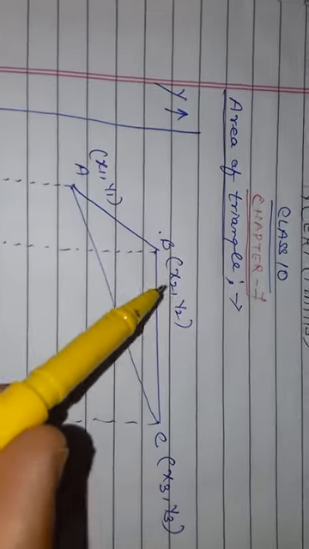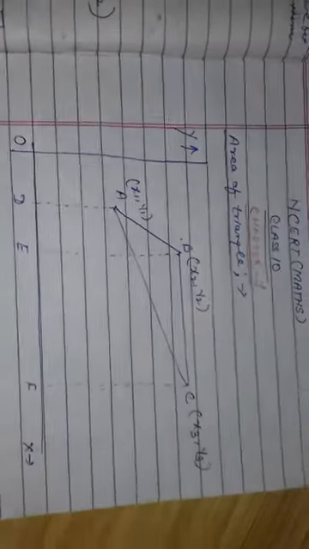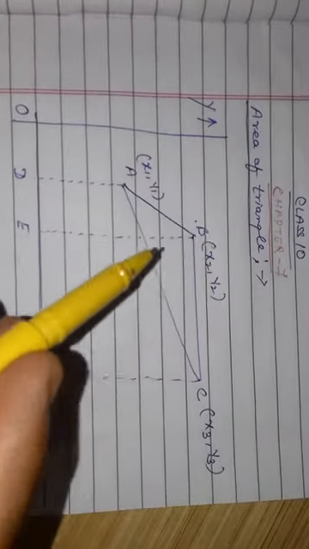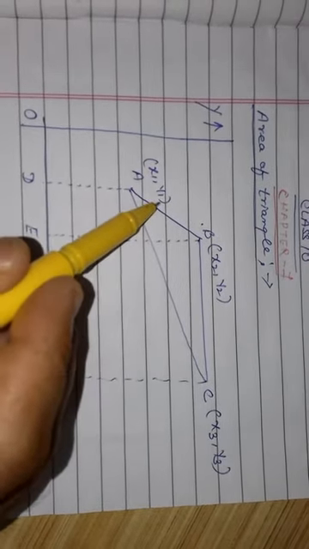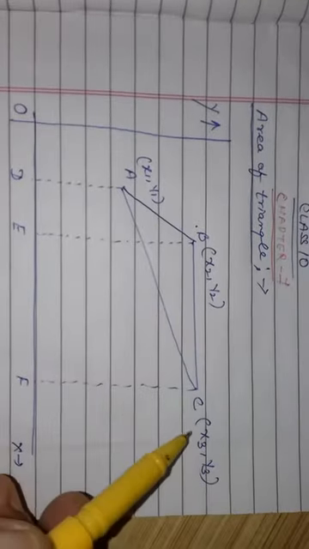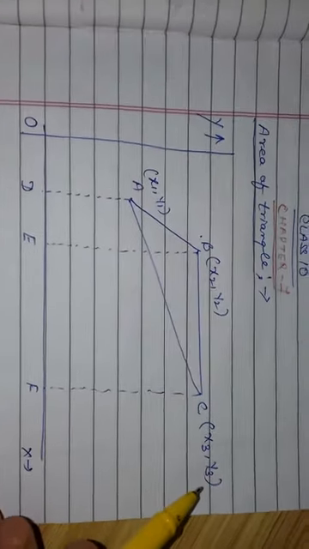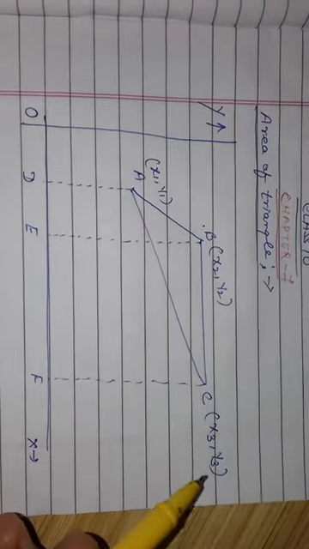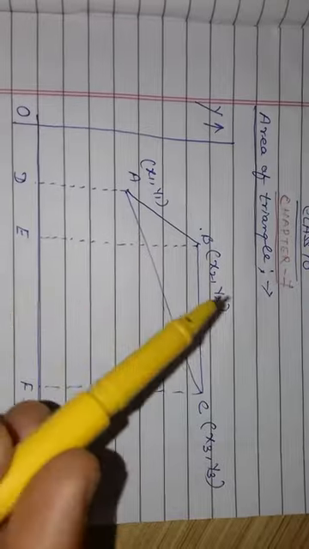Here this is triangle ABC, and the vertices of this triangle are A with coordinates x1 y1, B x2 y2, and C x3 y3. Now our interest is to find the area of this triangle. So the question is, how will you do it?